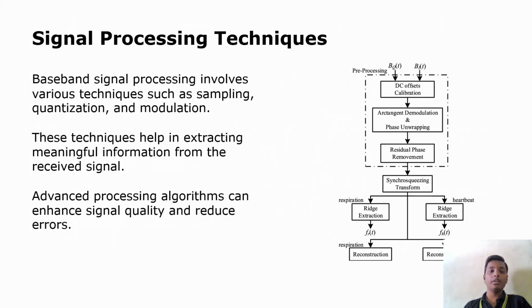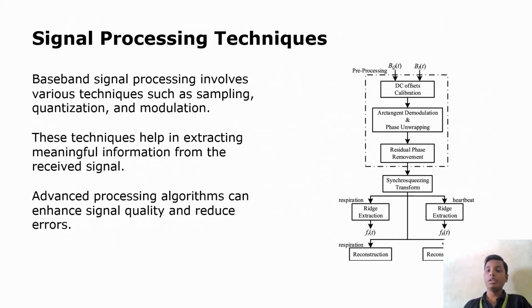Signal processing techniques. Baseband signal processing involves various techniques such as sampling, quantization, and modulation. These techniques help in extracting meaningful information from the received signal, and advanced processing algorithms can enhance signal quality and reduce errors. Here are the signal processing techniques.